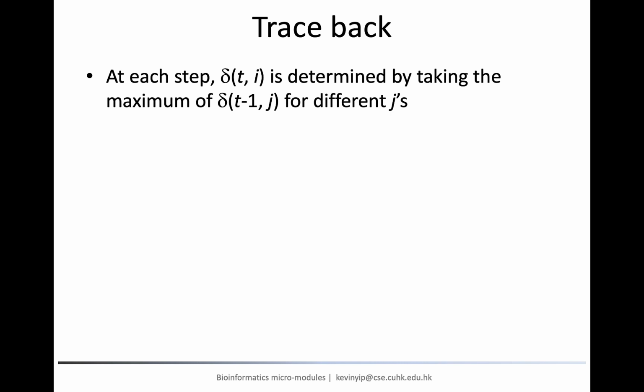Now, after filling in the whole dynamic programming table, to get the state sequence that leads to the maximum value of probability of O and Q given theta, we do a traceback of the table by finding out from which entry in the previous step that we obtain the value of the current entry. This idea of traceback is the same as the one used in the Needleman-Wunsch algorithm for finding the optimal global alignment after finding out the optimal alignment score.